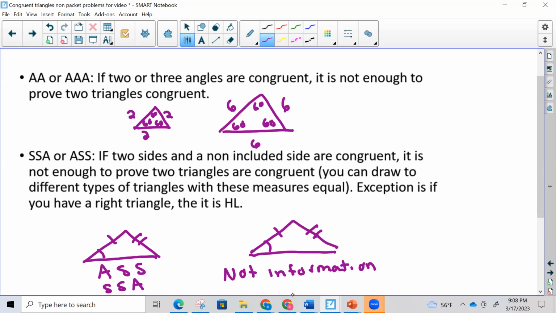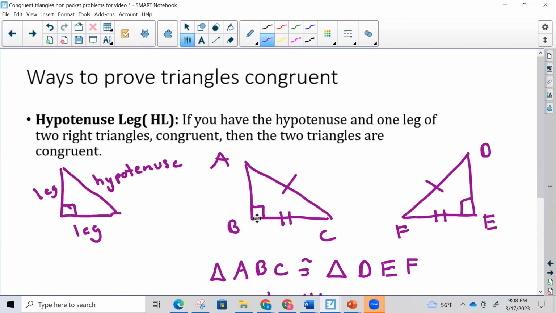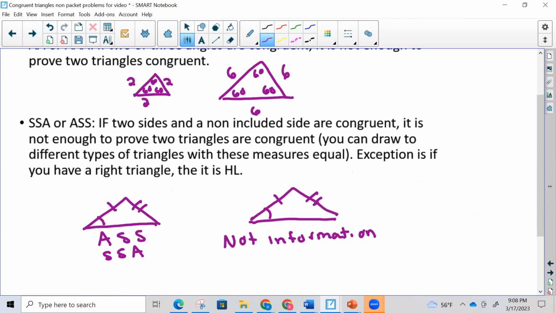So the only exception is if it's a right triangle, then it's actually hypotenuse leg. So this one is actually angle-side-side. I have 1 angle and 2 sides, and it's the non-included angle. But if it's a right triangle, then I know the 2 triangles are going to be congruent. The reason is because the other 2 angles would have to be acute if it's right, and so therefore there's only 1 possible triangle it can be. But if it's not, then you could have 2 different triangles.